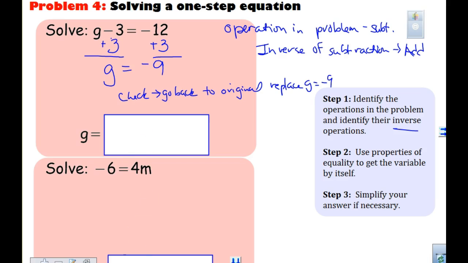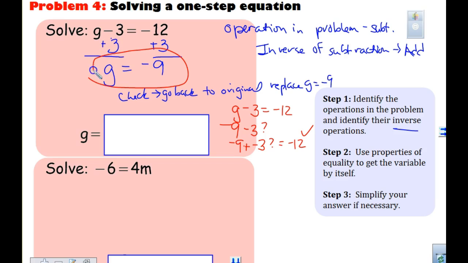So for my check, I'm going to write this equation, G minus 3, and it's supposed to equal negative 12. So I'm going to put in, and I might use my calculator, negative 9 minus 3. And the question is, does that equal negative 12? Some people, if they're doing it in their heads, might think negative 9 plus negative 3, and does that equal negative 12? Yeah. So we did it right. This is our answer, okay?